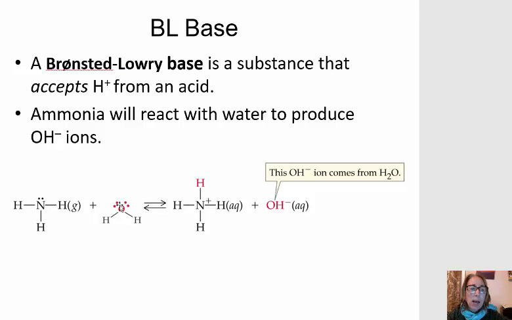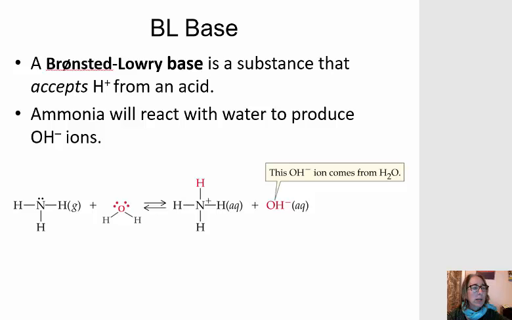Once ammonia gains that proton, ammonium is now an acid. And so ammonium is the conjugate acid of ammonia. Once water donates its proton, loses that hydrogen with no electrons, it becomes hydroxide. So hydroxide is the conjugate base. So on the right-hand side of the arrow, the acid and the base are known as conjugates.